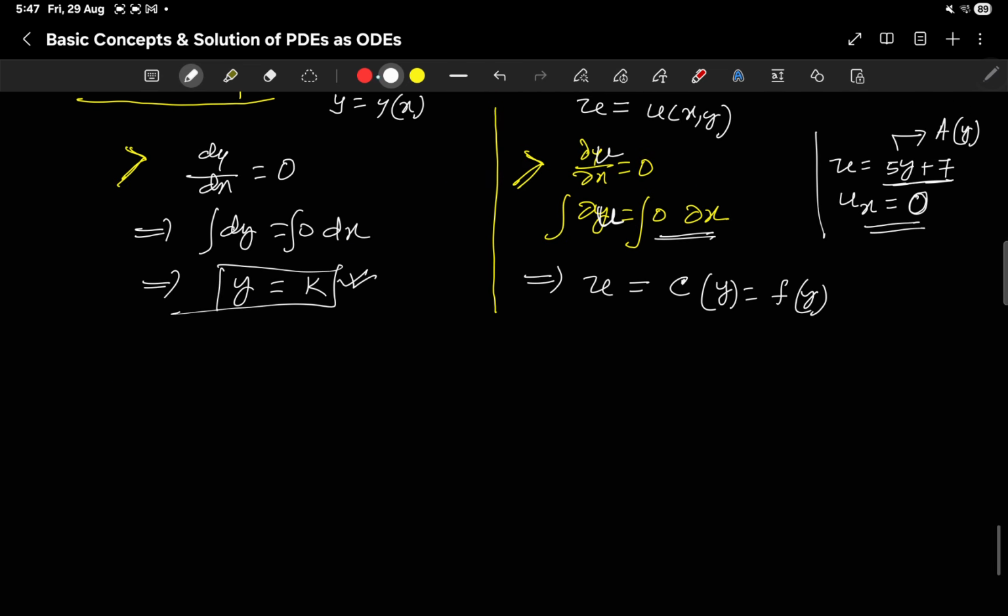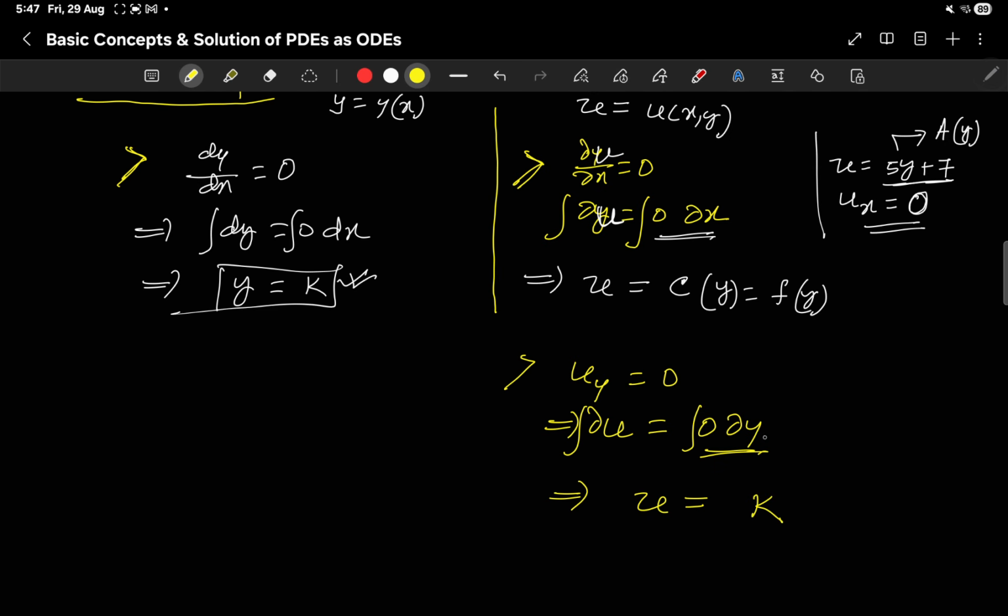Likewise, suppose you are given uy is equal to 0. So what does it mean? It means del u is equal to 0 del y. Now if you integrate both sides, you will find u is a constant. That constant will involve the other variable x, or it may be a function of x. In that way we have to proceed, different from your ODE.